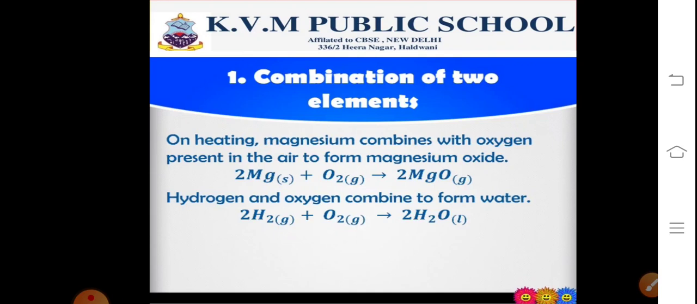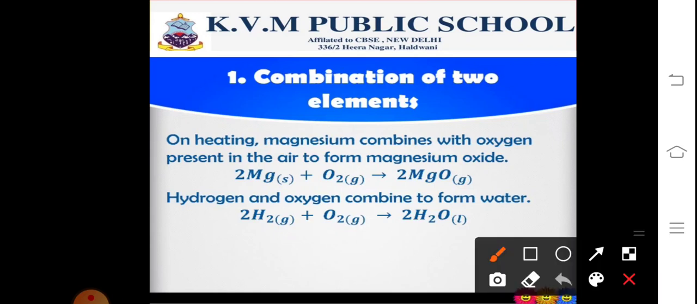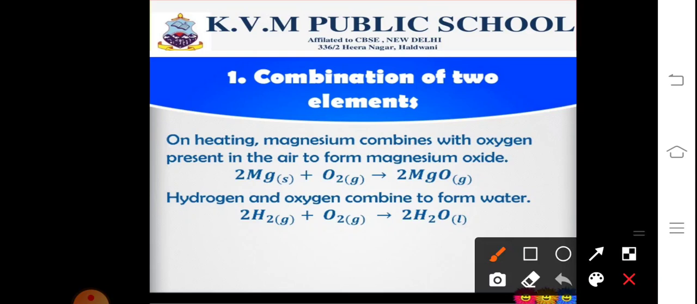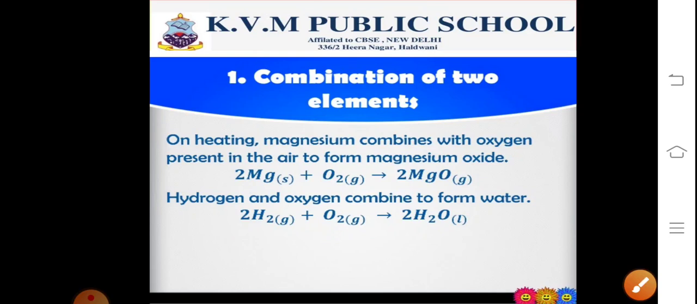Now let us deal with the example when two elements combine together to form a product. First is the heating of magnesium. The combustion will require oxygen, so magnesium will combine with oxygen to form magnesium oxide. Hydrogen will combine with oxygen present in the atmosphere to form water. Both the reactions are balanced, as can be seen by comparing the number of atoms on the left hand side and the right hand side respectively.